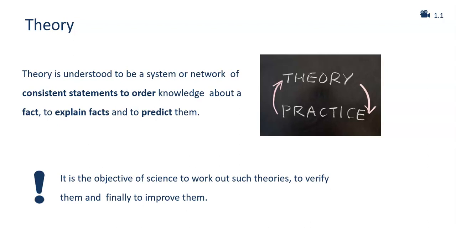In consumer research, for example, social psychological theories are often used to help explain consumer behavior. For example, when it comes to explaining and predicting the effect of a particular advertisement on the consumer. It is the objective of science and research to work out such theories, to verify and validate them, and finally, to improve them. In order to do this, empirical research is needed.